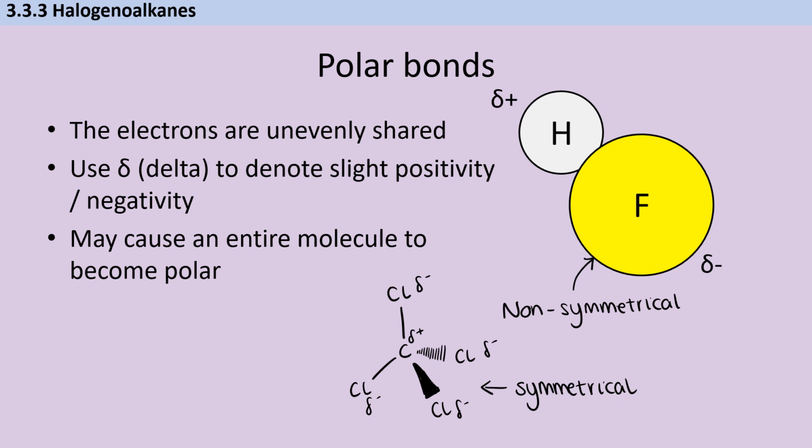The exact same thing happens when a halogen is bonded to a carbon, although carbon is slightly more electronegative than hydrogen is, so the bond won't be quite as polar as that. Now, it is possible to have polar bonds within a molecule and the molecule not to be polar.